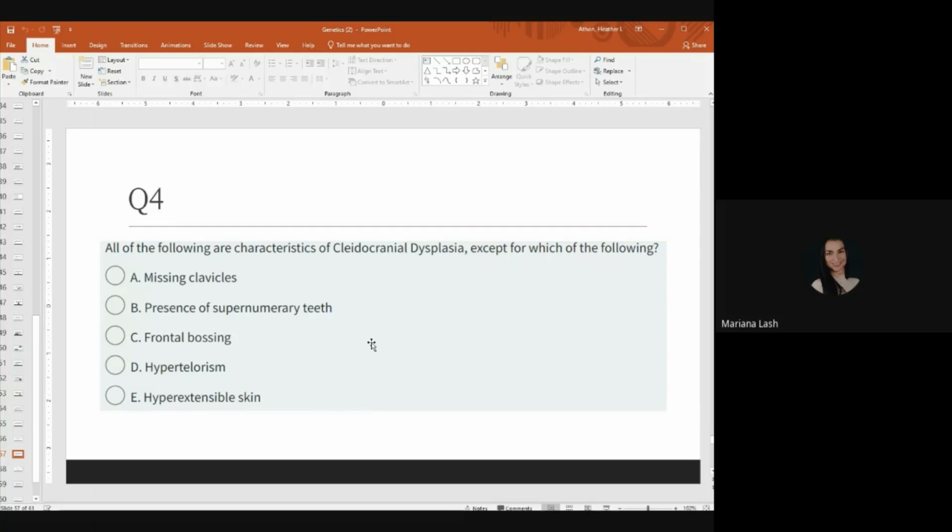Maybe first one, clavicles. So it says, all of the following are characteristics of cleidocranial dysplasia except for which of the following? The answer is E. So A, B, C, and D are all things that you would see in someone with cleidocranial dysplasia.